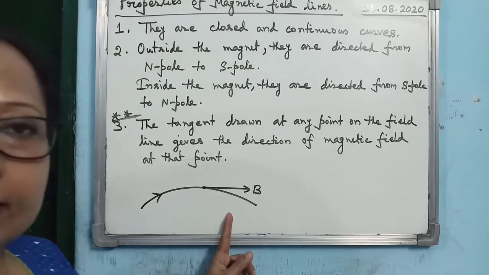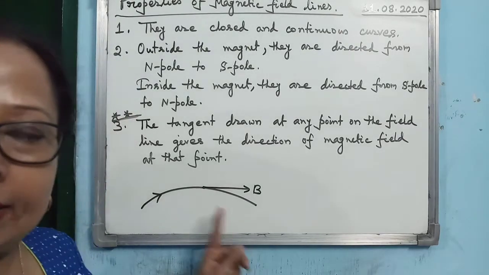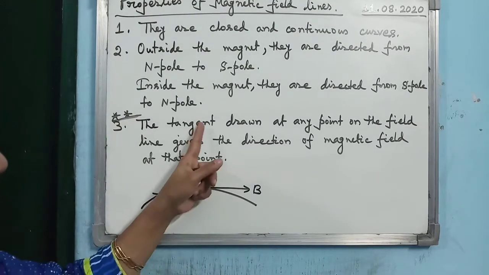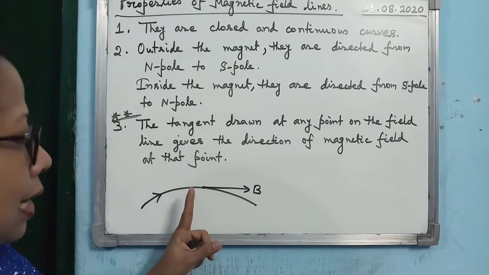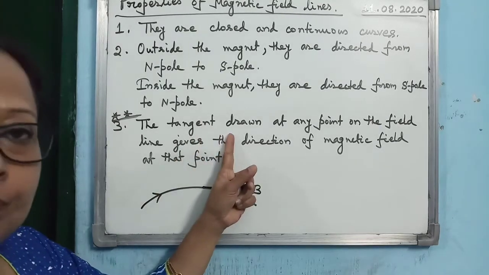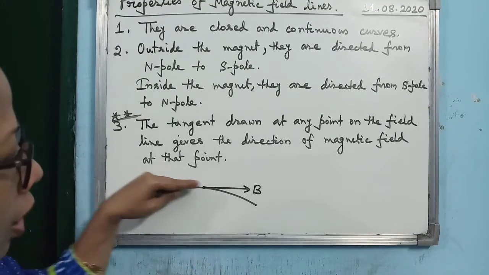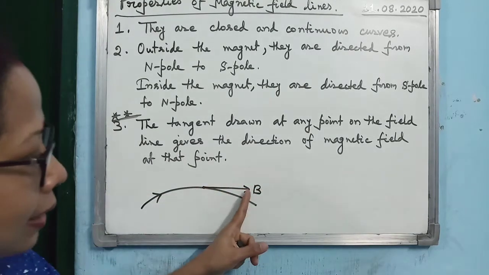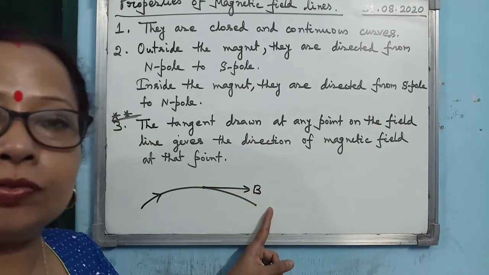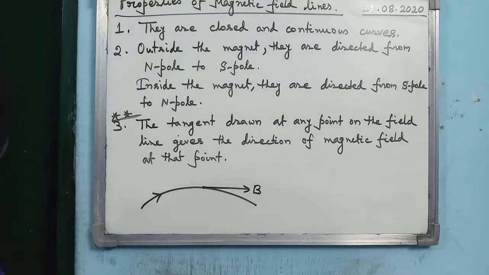Okay, this diagram everyone should draw. I repeat, this diagram for this point you must draw. This is the illustration of this point: that at any point on a magnetic field line, if you draw a tangent, then the tangent gives the direction of the magnetic field strength at that point.